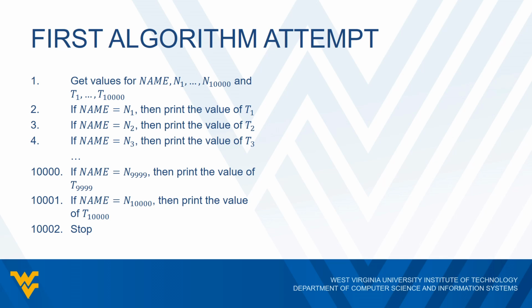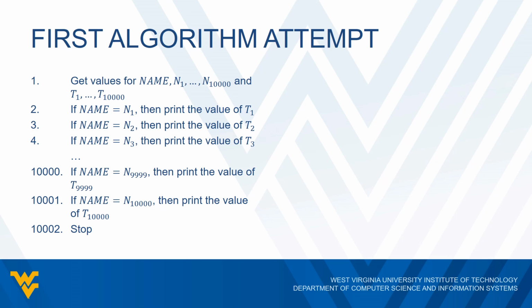So the second step would be, if name is N1, then we'll print the value of T1. The next step would be if the name is N2, we'll print the value of T2. The fourth step is if name is N3, we'll print the value of T3. Now I'm not going to sit here and go through all 10,000 names. So we're just going to skip a couple and we'll go to step 10,000 and say, if name is N9999, then print the value of T9999. And then we'll go to step 10,001. If name is N10,000, then print the value of T10,000. And then we stop. Is there a problem with this algorithm?